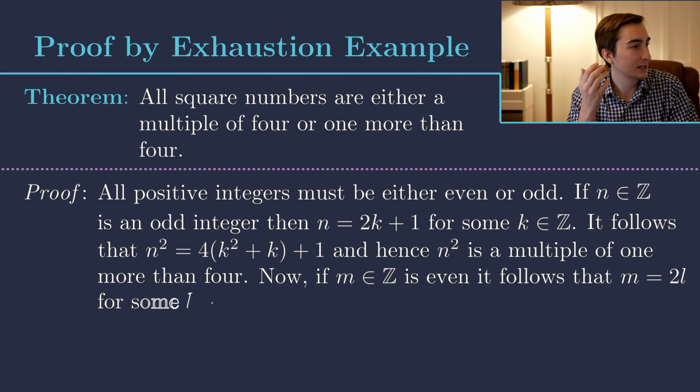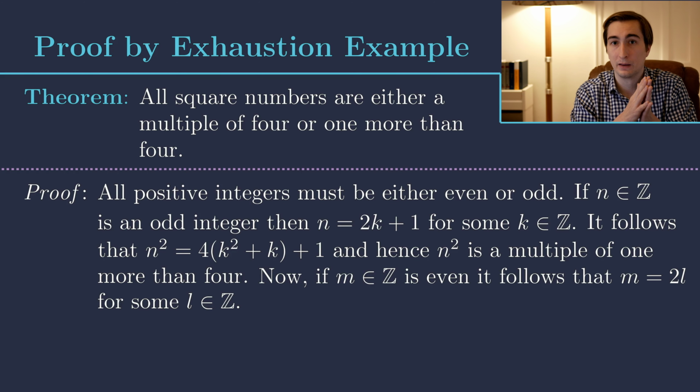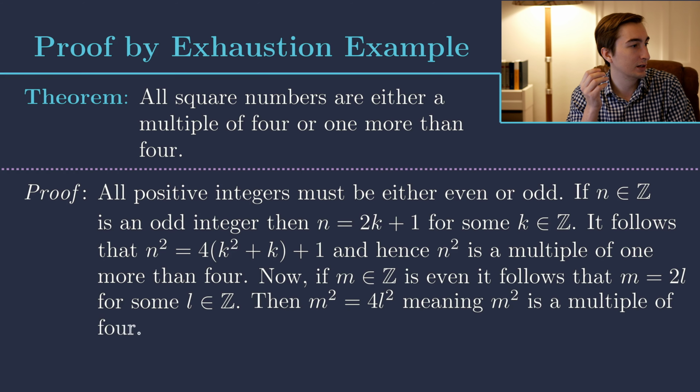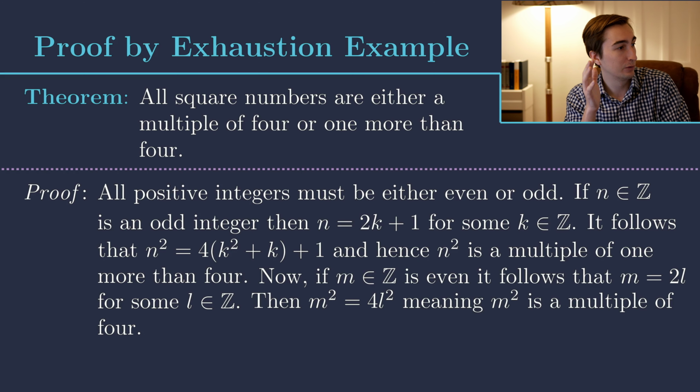When it's even, we can write an even number as 2 times L for some L in the integers. If we square that, we immediately see that m squared is 4L squared, which means that m squared is a multiple of 4, which is exactly our other case. And because we've considered all possible cases, we've exhausted all cases, that is m is even and m is odd, we've proven that, right?